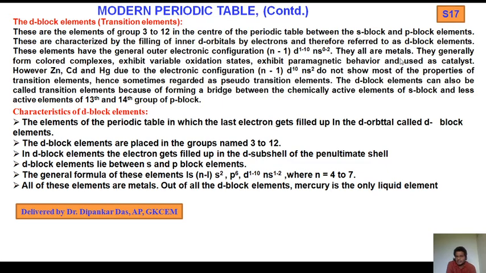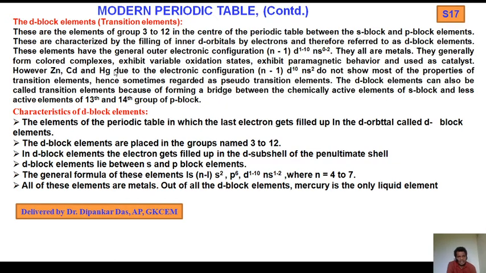They are all metals. They generally form colored complexes. They exhibit variable oxidation states, showing different types of oxidation state. They show paramagnetic behavior and are used as catalysts. So they show paramagnetic as well as diamagnetic behavior. Paramagnetic means containing unpaired electrons. Diamagnetic means containing no unpaired electrons. They are also used as catalysts.